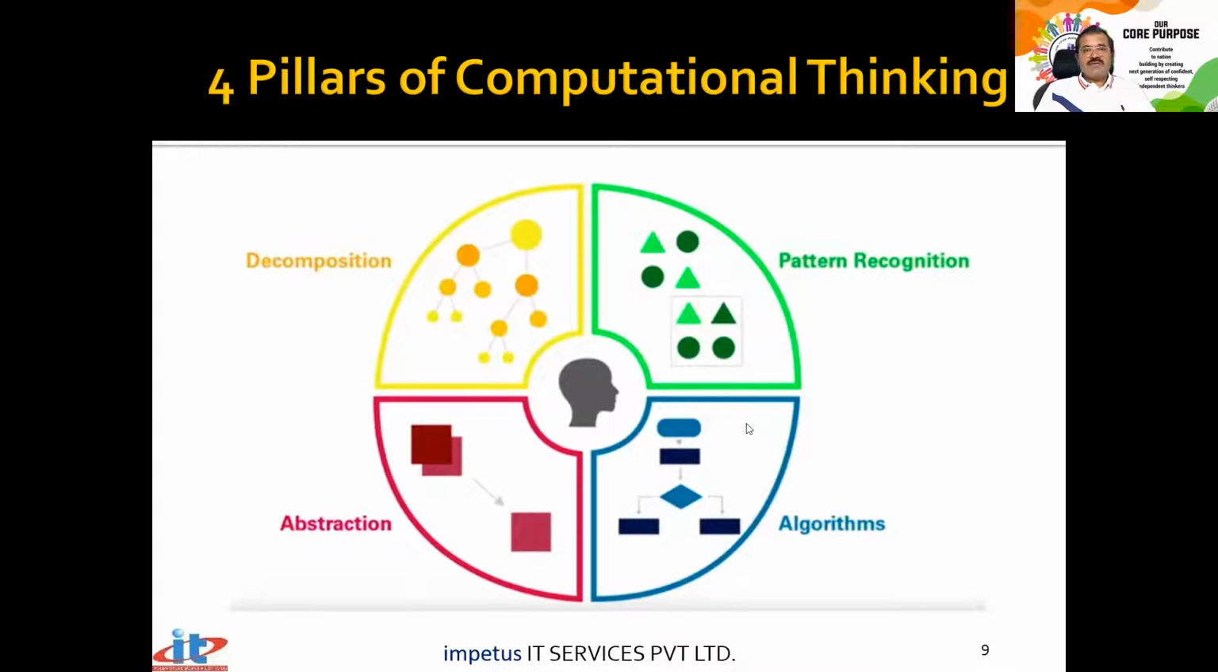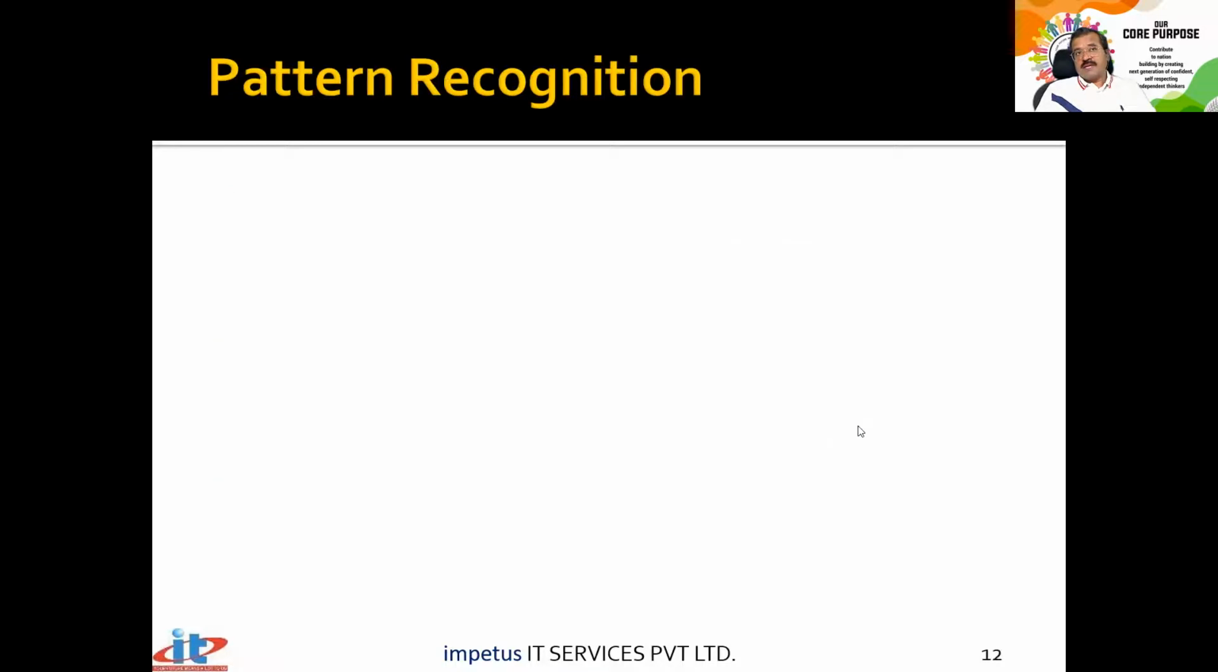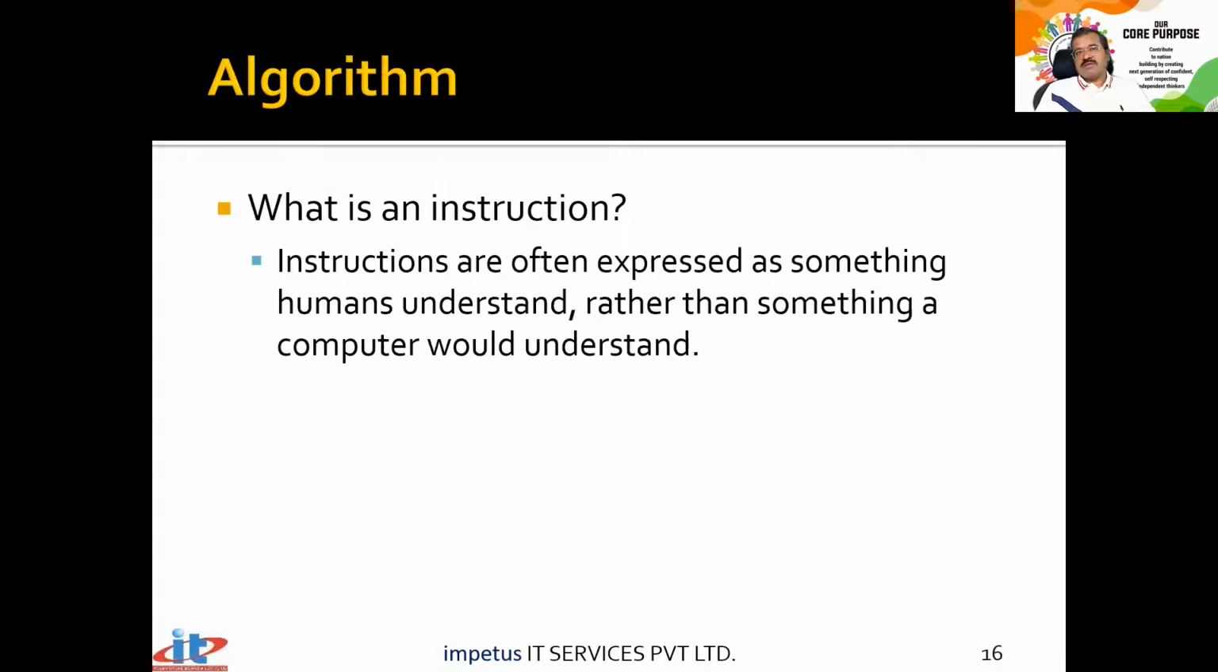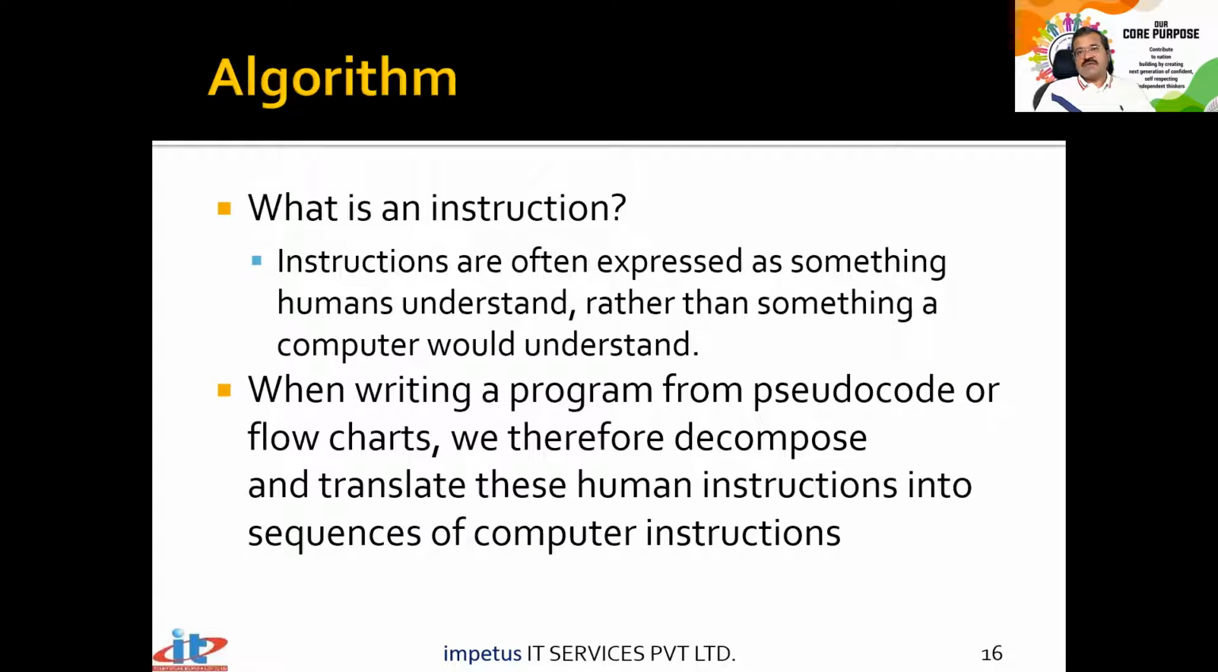What will come last will be our algorithm. Because once you have done the decomposition, divided a bigger problem into subproblems, then abstraction, what needs to be represented, afterwards your algorithms and pattern recognition will come. You identify the patterns and then you develop an algorithm to solve that problem. So there will definitely be a sequence. The sequence will be, most of the time, what I have taken: first decomposition, then pattern recognition, then data representation, and then algorithm. That could be the sequence most of the time, but there is no such hard and fast rule.